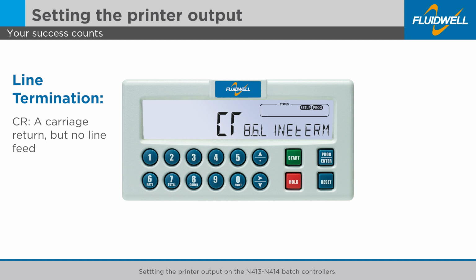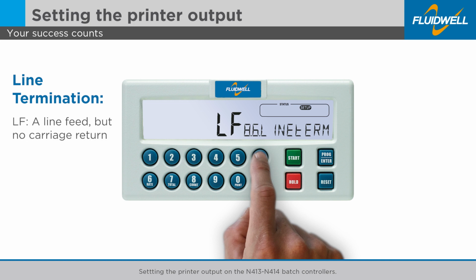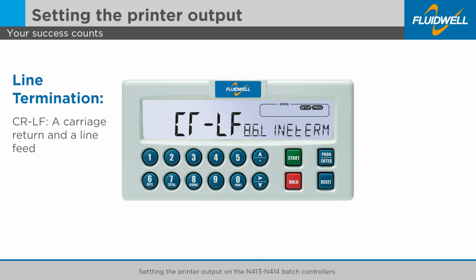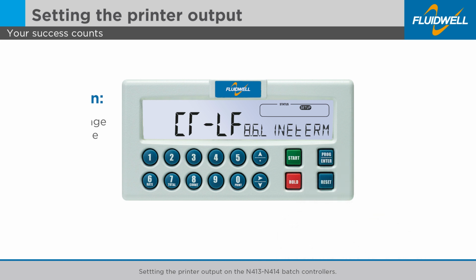CR for a carriage return, but no line feed. LF for a line feed, but no carriage return. CR-LF for both a carriage return and a line feed. Press Prog to store this setting.